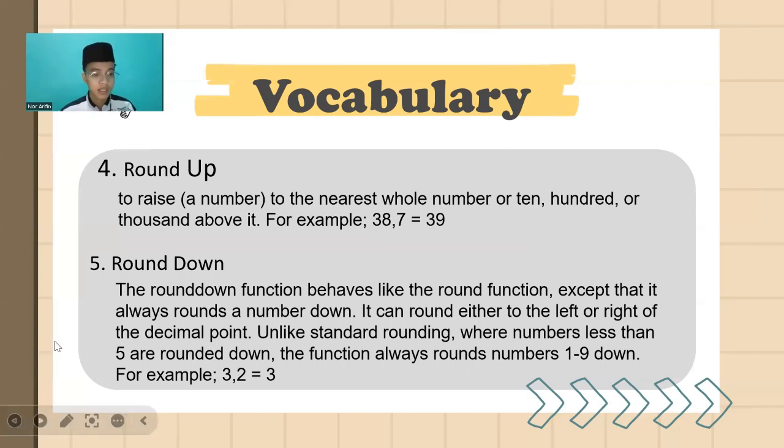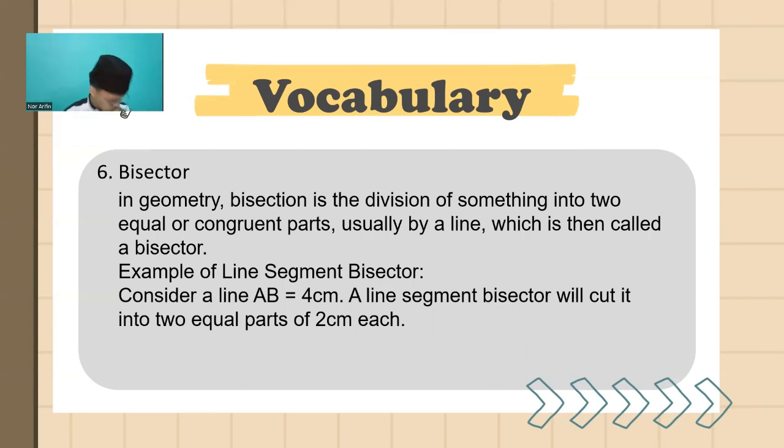Next is round down. In bahasa is pembulatan ke bawah. The round down function behaves like the round up function, except that it always rounds a number down. It can round to either the left or right of the decimal point. Unlike standard rounding, where numbers less than 5 are rounded down, the function always rounds numbers 1 to 9 down. For example, 3.2 rounds down to 3.